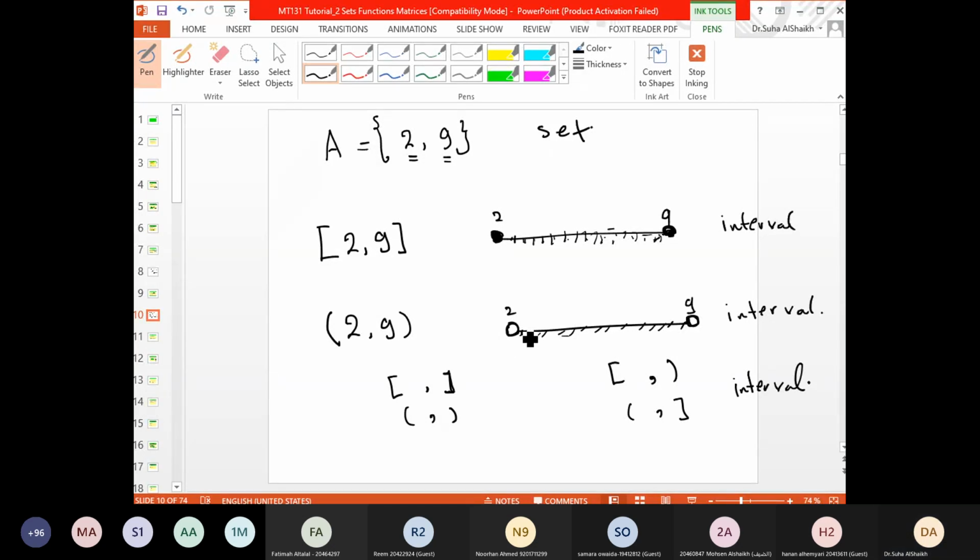Okay? فكلمة interval معناها قطعة من الخط المستقيم. It's فترة. معناها it's a part of the real number line أنا قاعد أتكلم عنه.